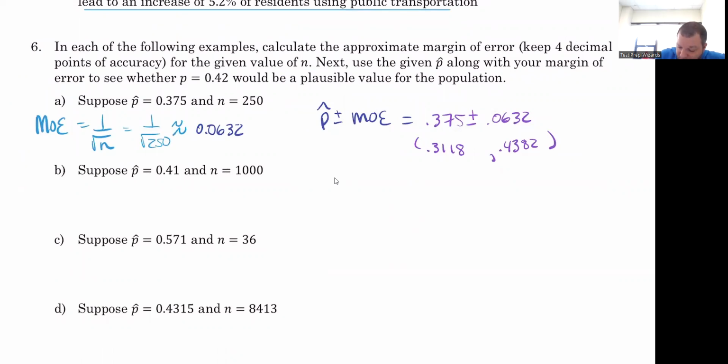So if we're trying to assess whether or not 0.42 would be a plausible value, since 0.42 is in this interval, 0.42 is plausible.